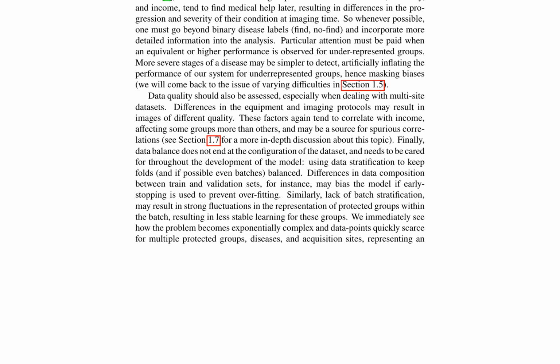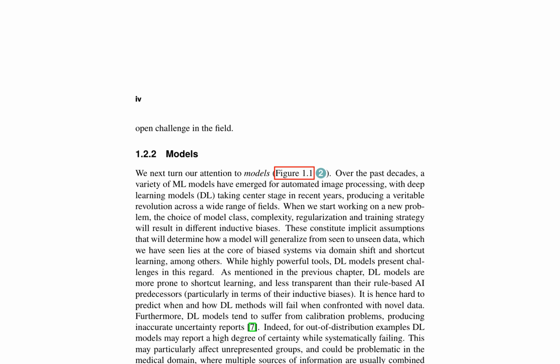Data quality is particularly important, especially with multi-site datasets, as differences in equipment and imaging protocols can result in images of different quality. Data stratification is recommended to keep folds and batches balanced throughout the development of the model. This section underscores the critical importance of addressing fairness and bias in AI systems for medical imaging to ensure equitable outcomes for all patients. The section on automated image processing highlights the challenges faced by deep learning models, particularly with issues of shortcut learning, transparency, and calibration problems.